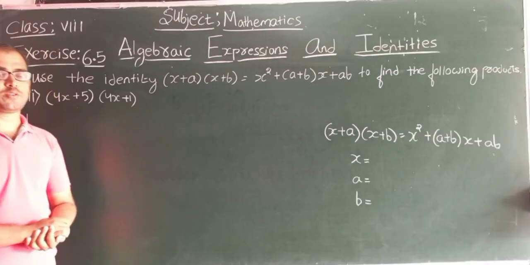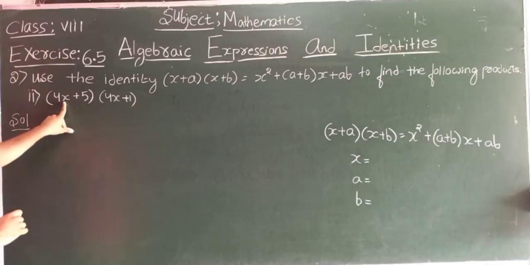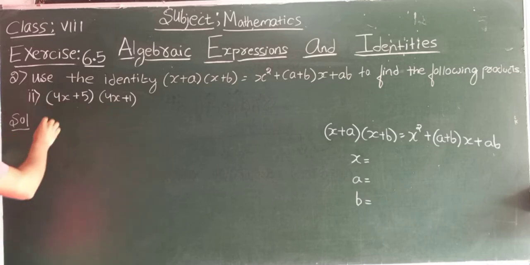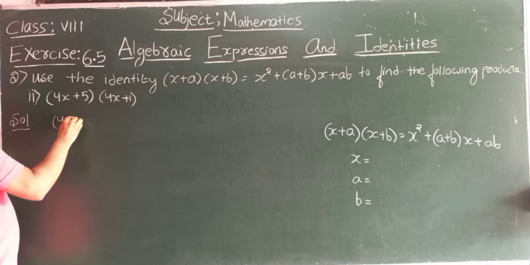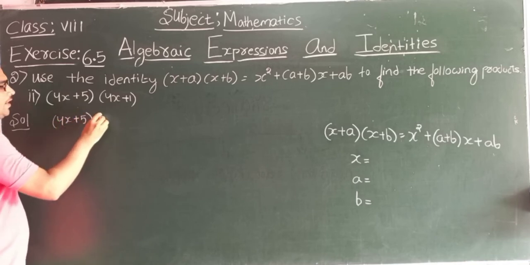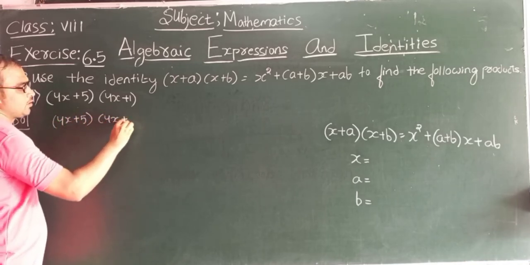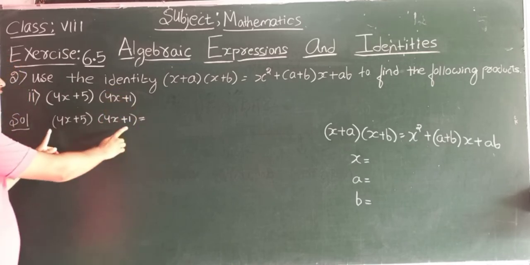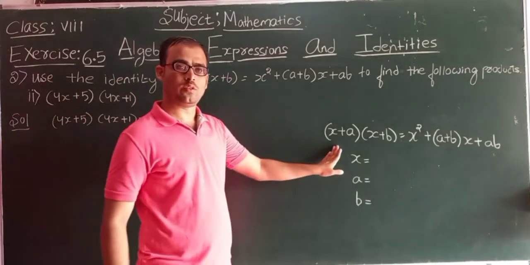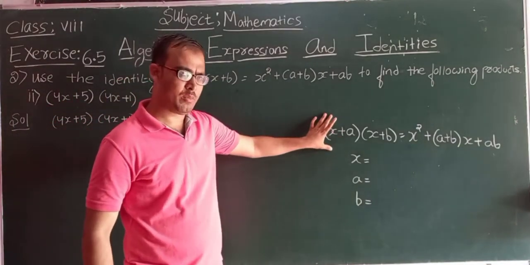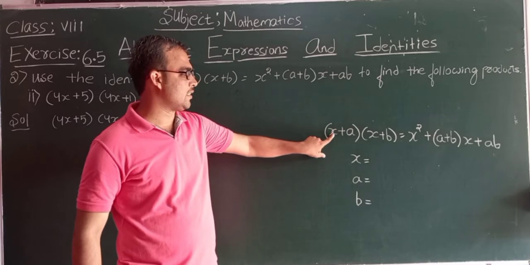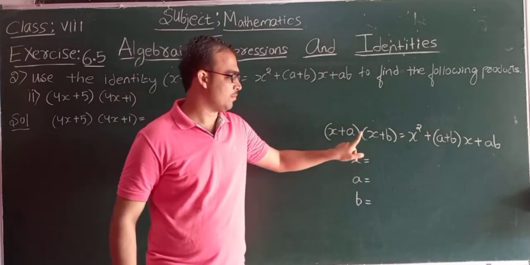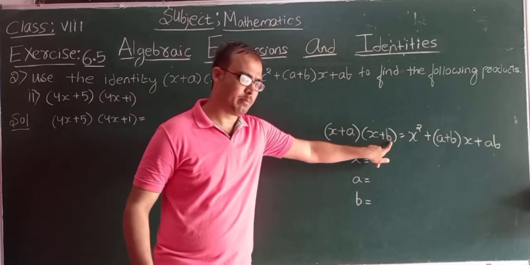Students, now let us solve second question. Okay, so what have they given? 4x plus 5 into 4x plus 1. Okay, now rewrite it. 4x plus 5 into 4x plus 1 equals to, okay, compare this one with this. Now look at the formula carefully. First x is there. Okay, so in these two brackets, first x only is there, first x term. Next, in one bracket a and in another bracket b is there.